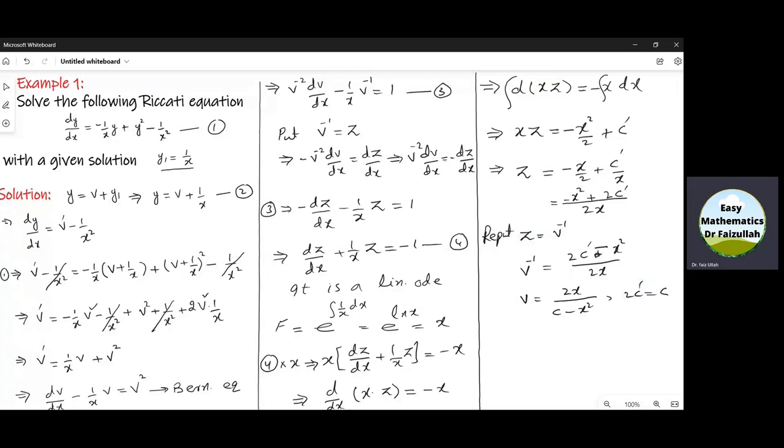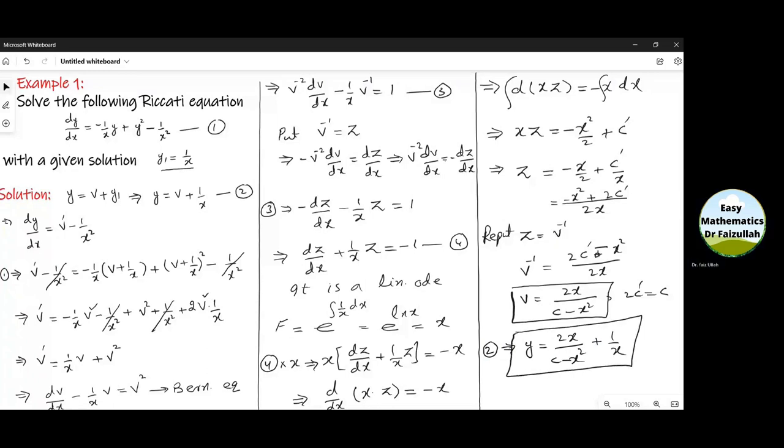And now finally you can see that we have the value of v. So let us put this value in 2. So 2 implies y is equal to v. v is 2x divided by c minus x square, plus 1 over x, and that is the required solution.